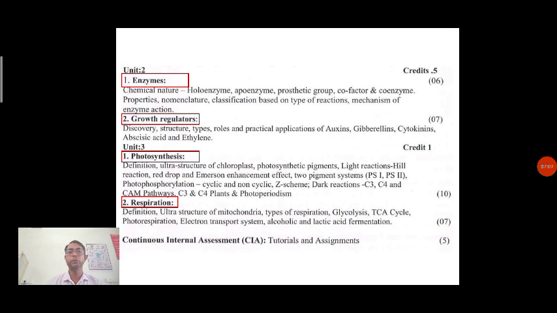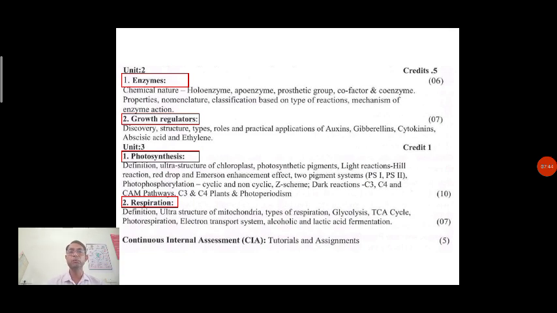Now moving to unit number 3. In unit number 3 we are going to discuss the photosynthesis process and the respiration process. So when we look at this syllabus overall, first of all in unit number 1 we are discussing the cell. What is a cell, what are the organelles of the cell, what are the layers present in the cell. So we are looking at the cell. In the second unit we are looking at the enzymatic reactions, the enzymes, along with the growth regulators which are required for the growth of the cell.